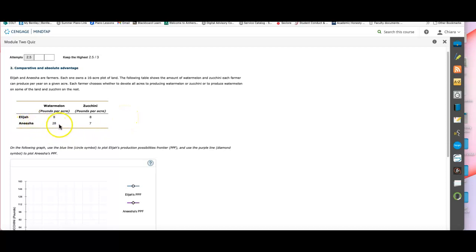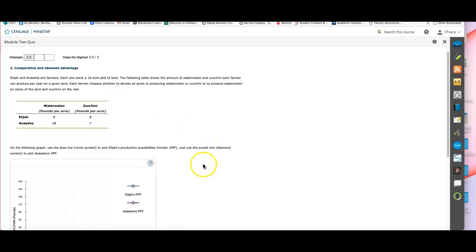The opportunity cost for Anisha instead is that each pound of zucchini is going to cost 4 pounds of watermelon. So we already know that Anisha does not have a comparative advantage in the production of watermelon, because she has to give up 4 watermelons for each pound of zucchini, versus Elijah only gives up 1 pound of watermelon for 1 pound of zucchini. And feel free to write it down on a piece of paper so that you memorize it, keep it in mind, and don't get all confused.